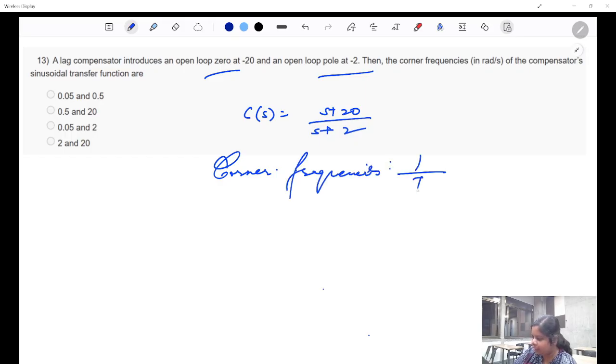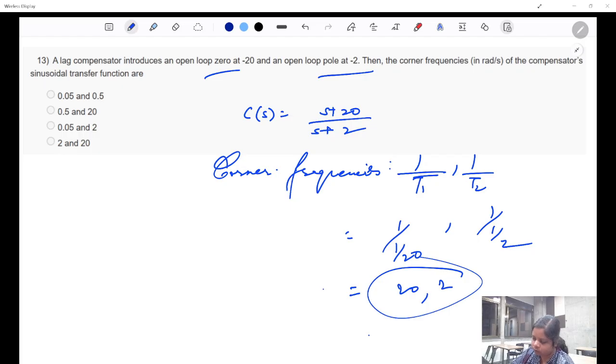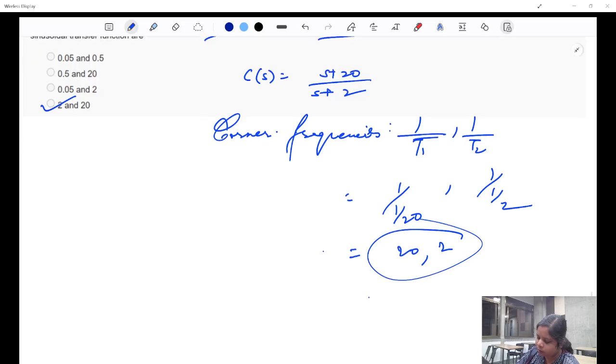1 upon T1 and 1 upon T2, right? So it would be 1 upon 1 by 20 and 1 upon 1 by 2. So eventually it would be 20 and 2. So this is the correct answer. Okay. Let's move to the next question.